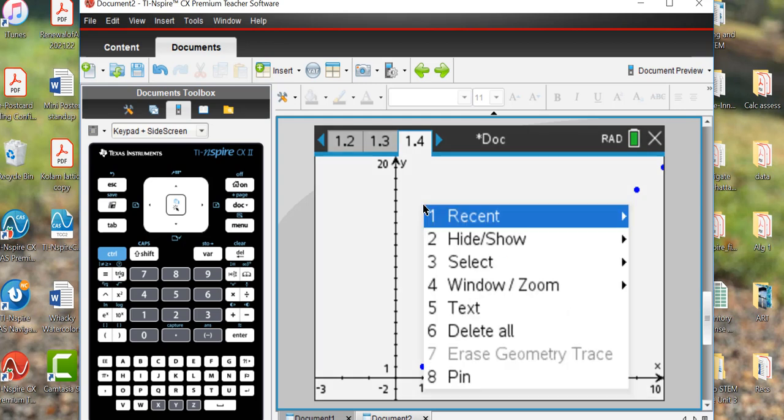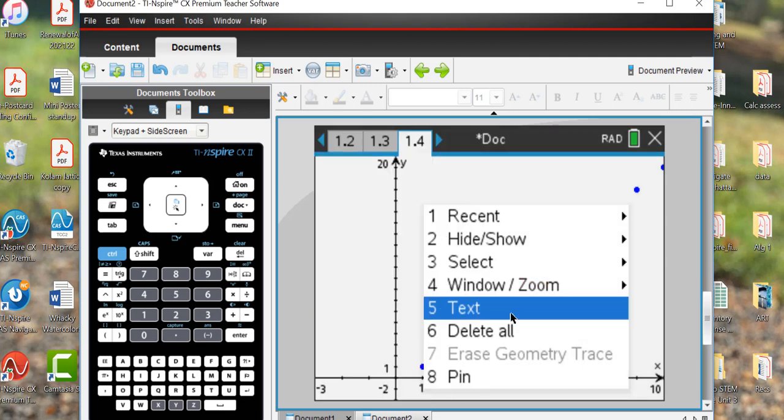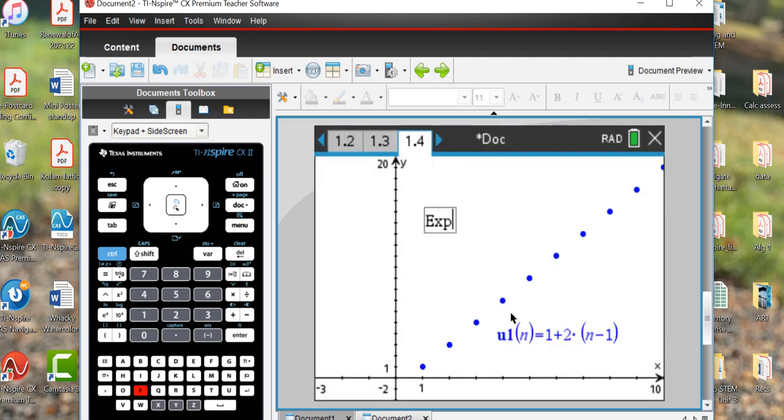Okay, so you might tell the kids they can label this explicit. So this is explicit. All you need is the term number. So tell me the 99th term. Okay, put 99 in and go. All right, let's do recursive.